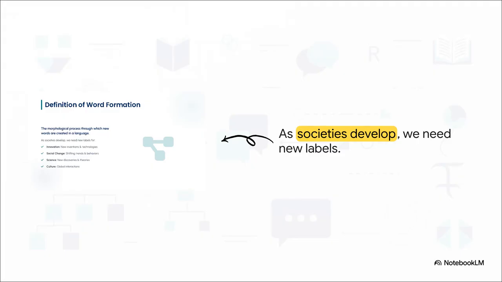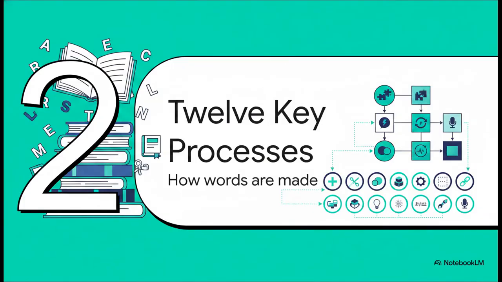Because as societies develop, we constantly need new labels to map out our changing world. We need vocabulary for brand new scientific discoveries, for shifting social trends, and for the global cultural interactions that happen when different societies merge and collaborate. Language has to stretch to cover all of those bases. Which brings us to part 2, the 12 key processes languages use to do this.